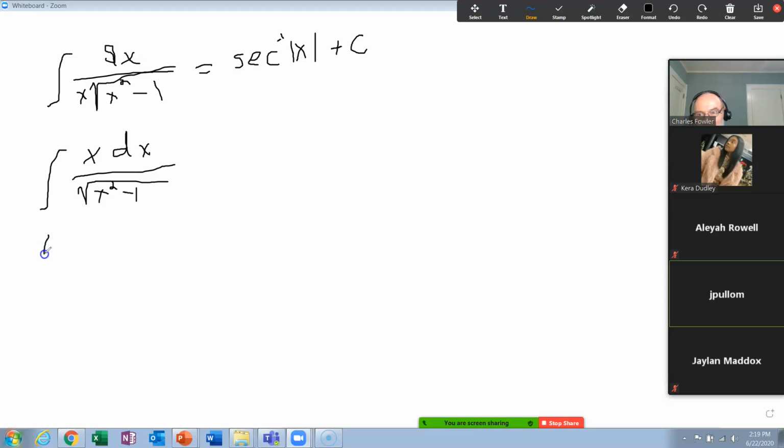When in doubt, substitute. If your players aren't producing, substitute. And what would you substitute? The innermost part of your most complicated part. That would be your x squared minus 1. Let u equal x squared minus 1.